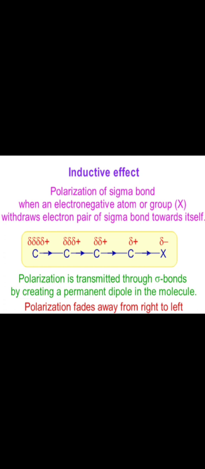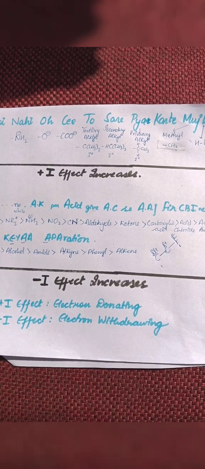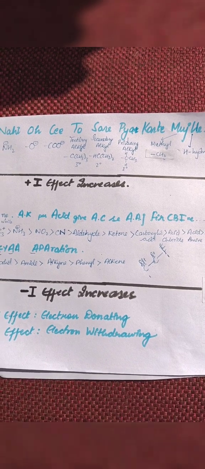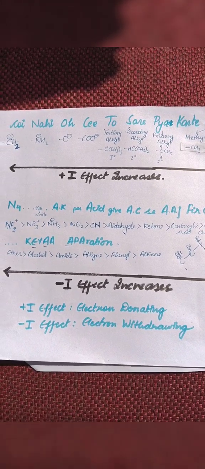Polarization depends upon the distance, and as the distance increases, the polarized bond strength also decreases. From the first carbon to the halogen, the distance is more, thus the polarized effect on the last carbon is less. So, this is the concept. I hope your basic concept about inductive effect is clear now, and I'll discuss with you the two tricks. These two tricks are as follows.